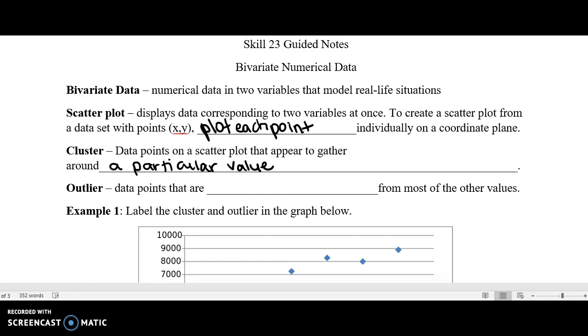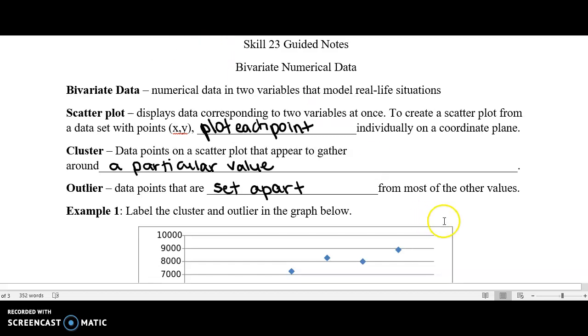Okay, I joke around a lot that math people are not creative at all. We call it what it is. A cluster looks like a cluster of points. Then we have outliers, which are data points that are set apart from most of the other values. So it'll be a lonely point way out in the middle of nowhere.